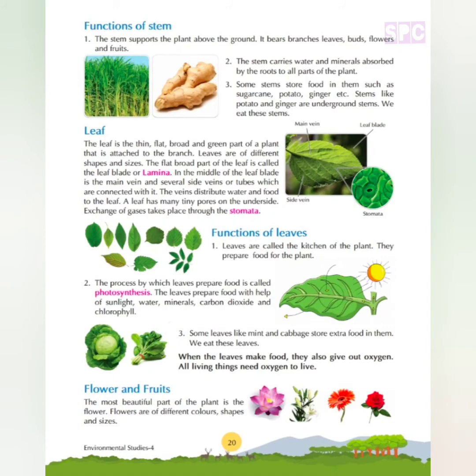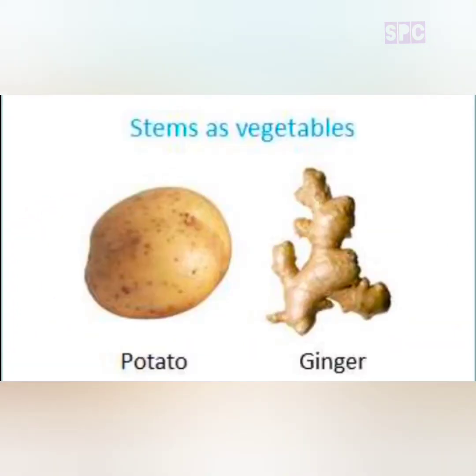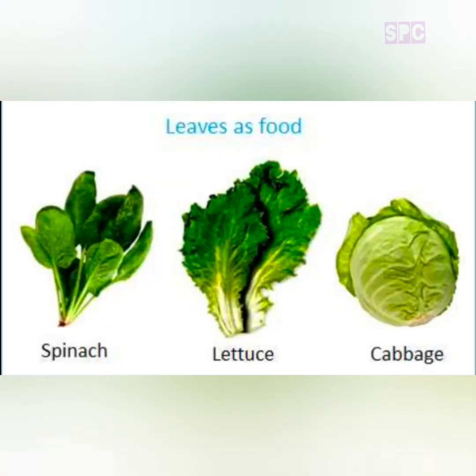Some leaves, like mint and cabbage, store extra food in them. We eat these leaves. So, children, like we all have learned that there are some plants which store their extra food in their roots or stems. Similarly, there are some plants which store their extra food in their leaves. Examples of such leaves are mint, cabbage, spinach, fenugreek, etc.